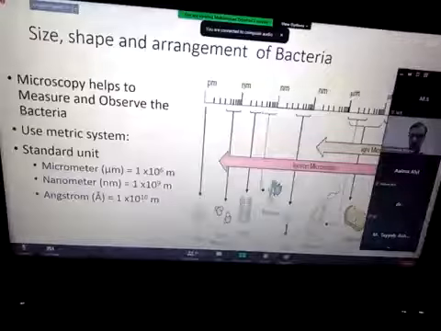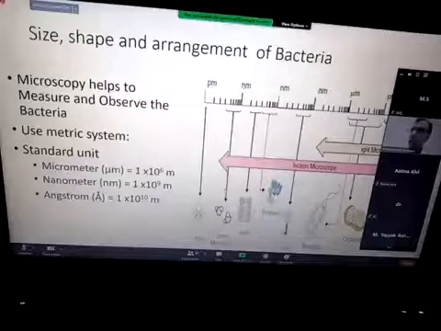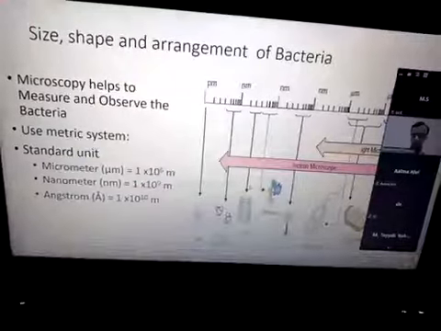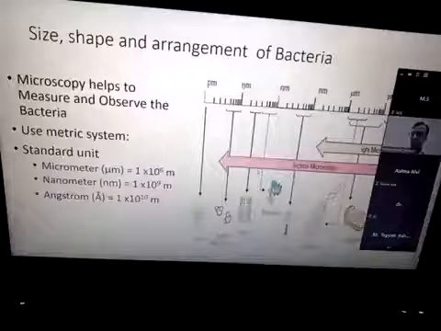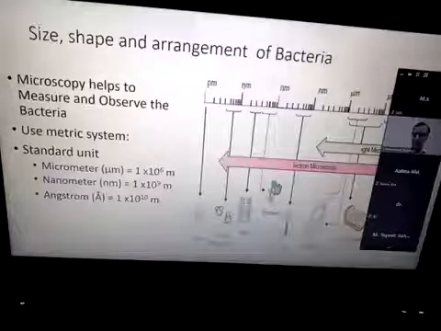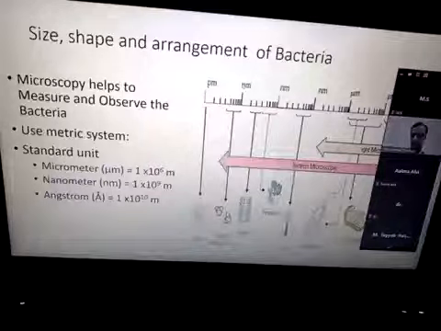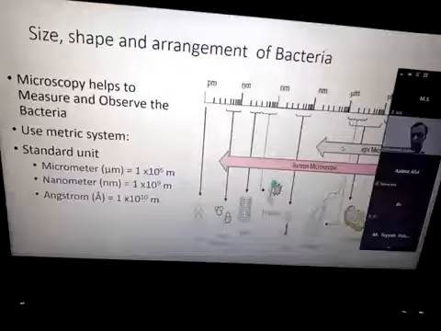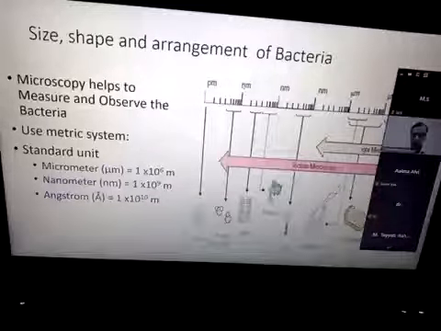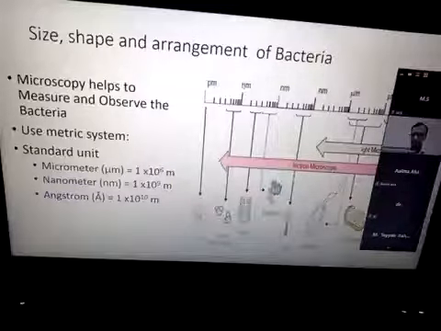If you want to see more detailed structure like protein, small molecules, atoms, lipids, we have to go to electron microscopy. So the electron microscope is very important, but for clinical microbiology, we have light microscopes, and these light microscopes we use to visualize the bacteria.